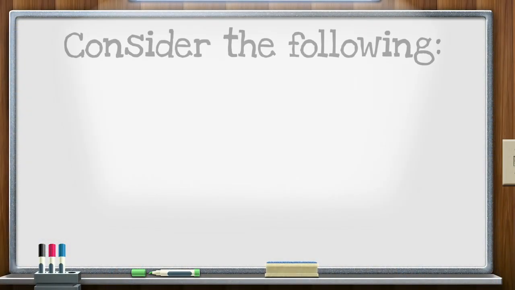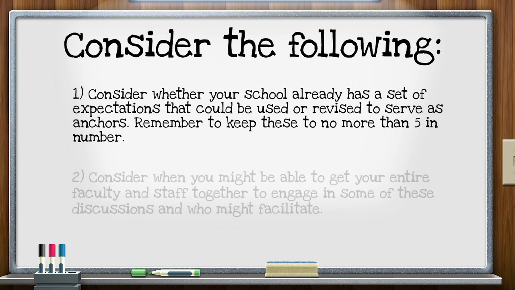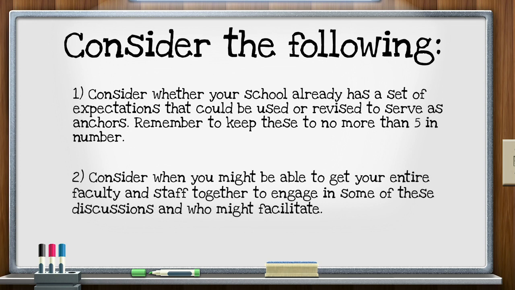Before we move on to the next module to discuss instruction of the anchor expectation and rules, there are a couple of considerations. First, consider whether your school already has a set of expectations that could be used or revised to serve as anchors. Remember to keep these to no more than 5 in number. Second, consider when you might be able to get your entire faculty and staff together to engage in some of these discussions and who might facilitate.